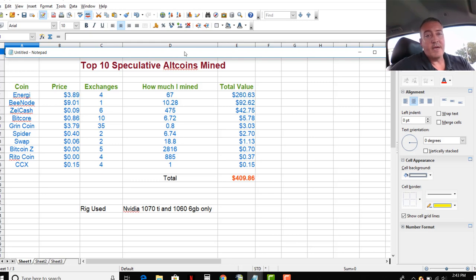Total value mined of all top 10 coins, $409.86, with most of that coming from Energy, Zcash, and Bnode. So again, you don't always hit it out of the park with these speculative coins that I mine, that hopefully some of you guys have mined. But every once in a while you'll hit some winners here. So that's why I do these projects, and that's why I'm going to continue doing them, continue finding these coins, doing videos on them, getting them out to you guys, so hopefully you guys can mine them, fill your bags up pretty quickly, and then sit on them for a while and wait for them to go up.